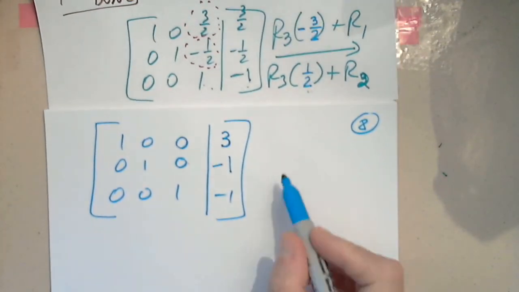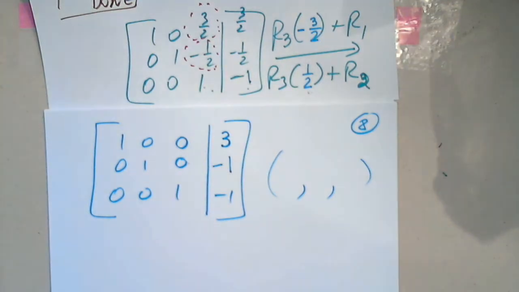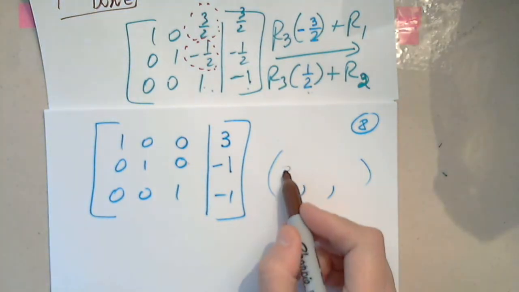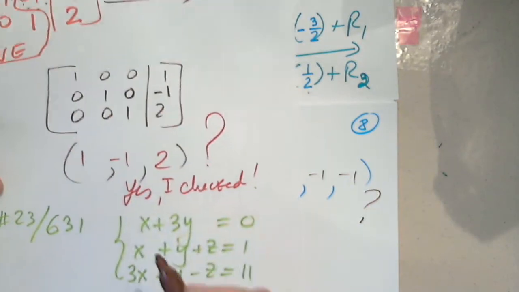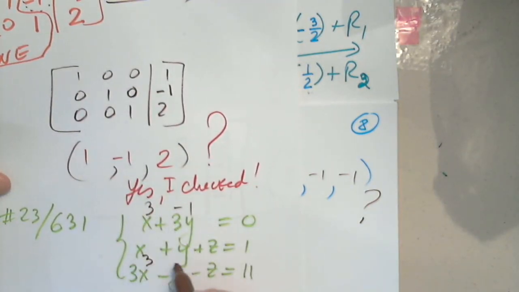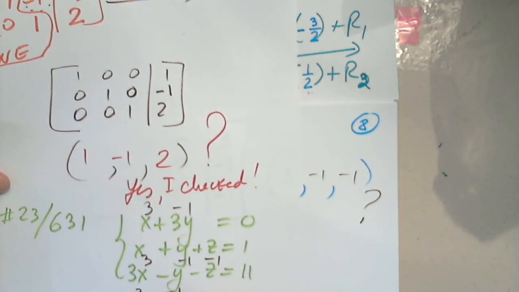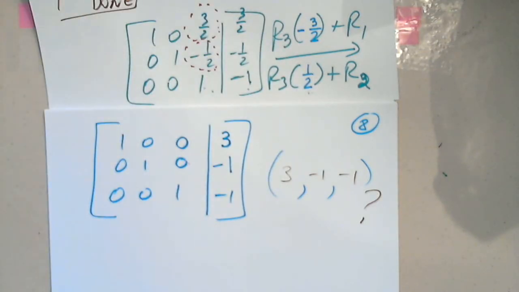We can come up with an idea of a solution, but it's so easy to make a mistake. I have no idea whether it works. But what should it be? 3, negative 1, negative 1. I have no idea. That's why it's strongly, strongly recommended to go back.